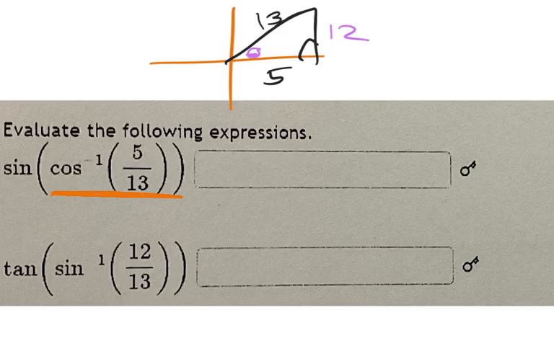Now, because I know the missing side, I can find sine of this angle. I'm in the first quadrant, so sine should be positive. Sine is the opposite over the hypotenuse, 12 over 13.